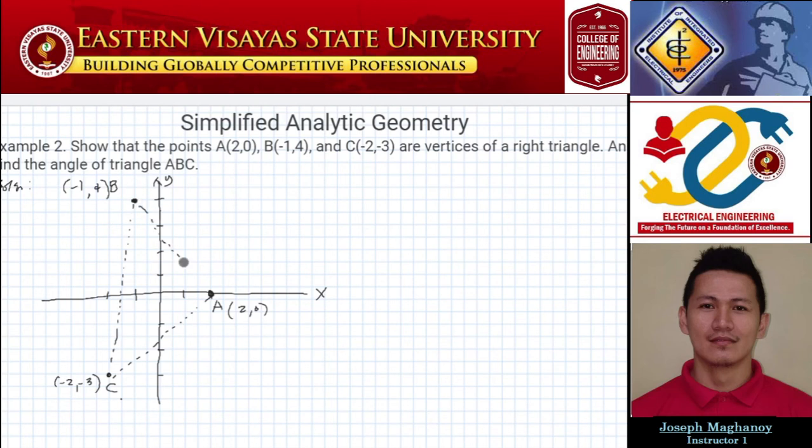Okay, so it's obvious based on visual evaluation alone, it's a right triangle. But we still have a second question: find the angle of triangle ABC. Okay, so start with our slope at A. So slope at BC.